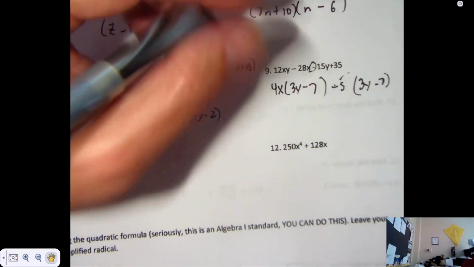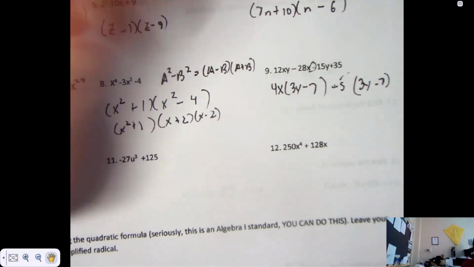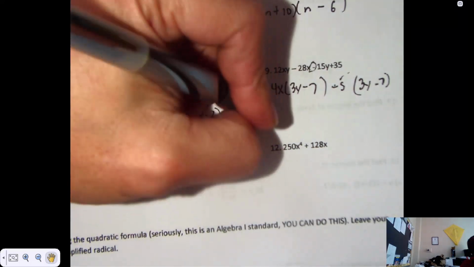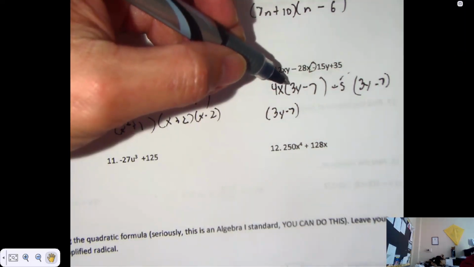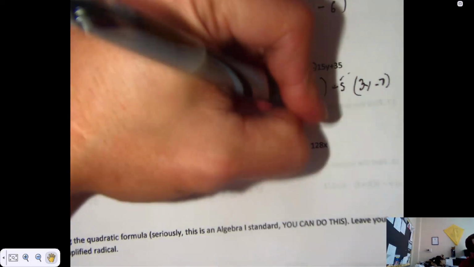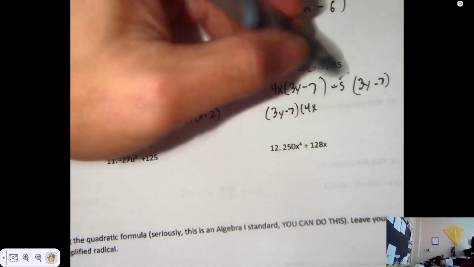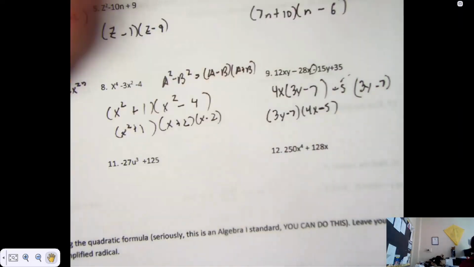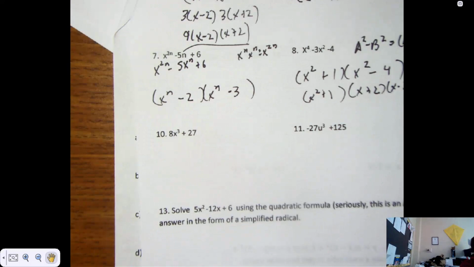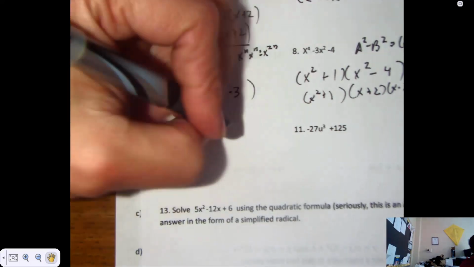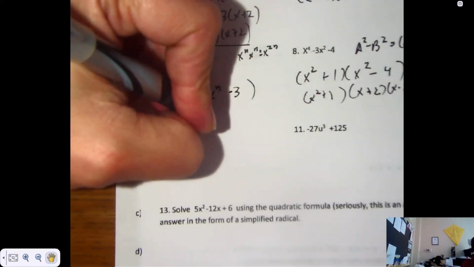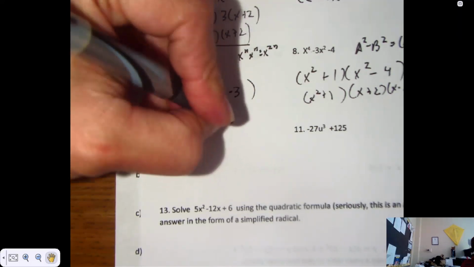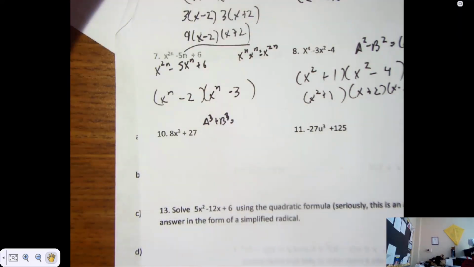All right, so you went from 4 things to 2 things. What do they both have in common? 3y minus 7. You pulled it from 4x times 3y minus 7. 4x is left. You pulled it from the back. What's left? It's the stuff left over. 10. What kind of pattern is 10? Sum of 2 cubes. It is an a cubed plus b cubed. And how does a cubed plus b cubed factor?